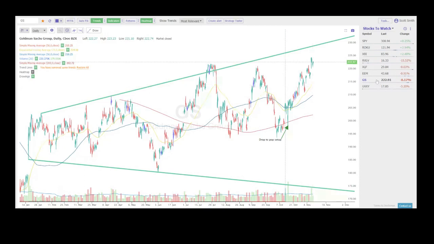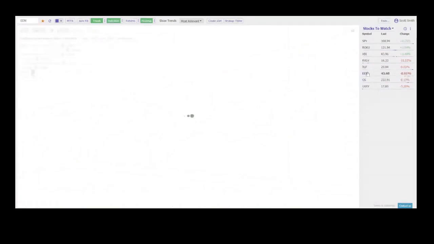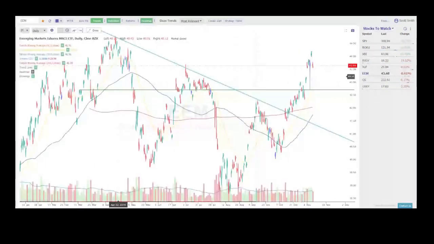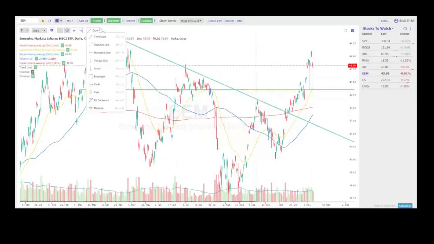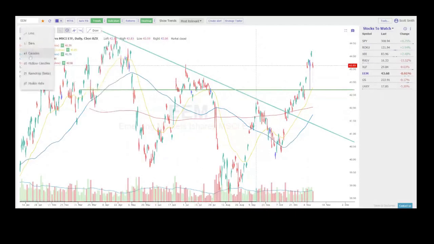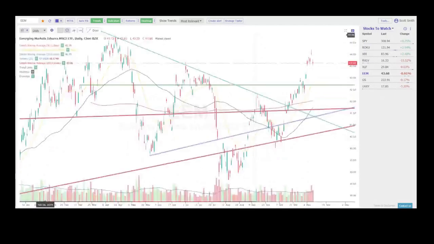And I would say last but not least is the EEM here, the emerging markets. Now, look at this on the daily. Back then, I wasn't able to get quite as clear a picture as I wanted, although you can clearly see the breakout above this trend line, the resistance. So to get a little bit more clarity for myself, I put it on candles and I put it on the weekly chart.